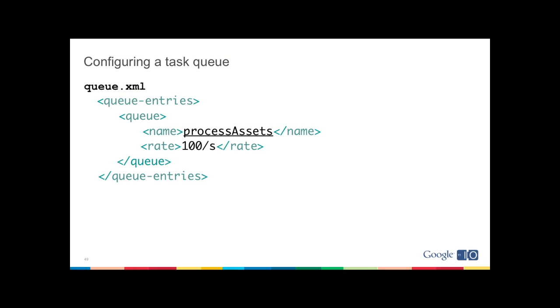So this is what it looks like to actually set up a task queue. You have a queue.xml file that goes with all your other App Engine config files. You give it a name and a rate at which you want to allow it to process. And there are a couple other things I didn't put on the slide.